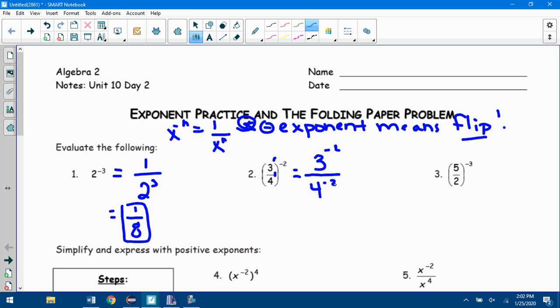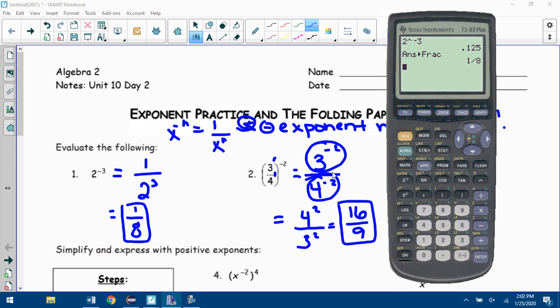Now both of those have negative exponents. So what I would tell you to do is circle both of them and flip the side of the fraction that they're on. So now on top, we're going to have 4 squared, and on the bottom, we're going to have 3 squared. So that's 16 over 9.